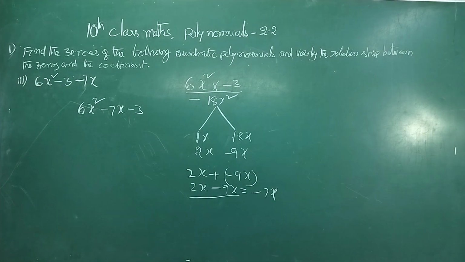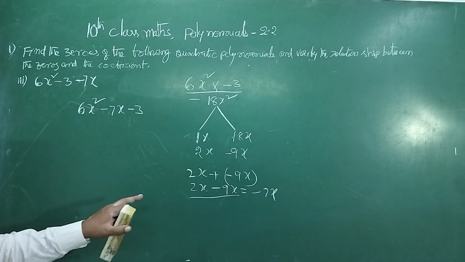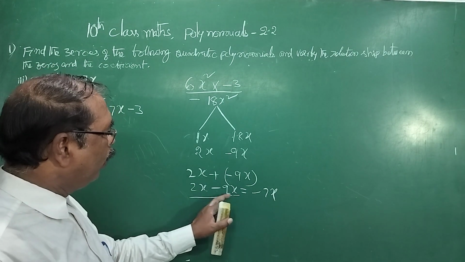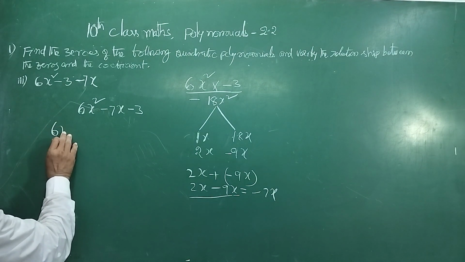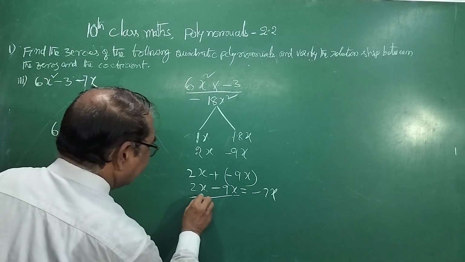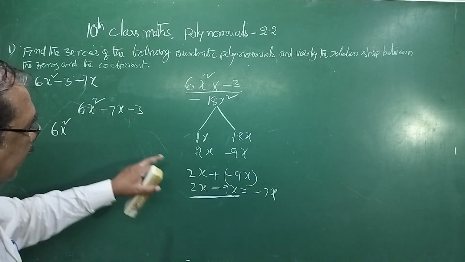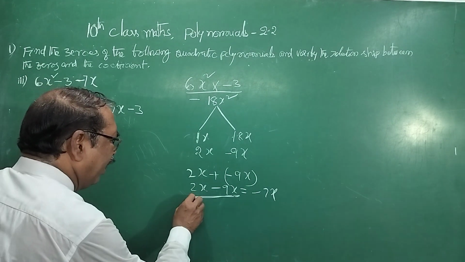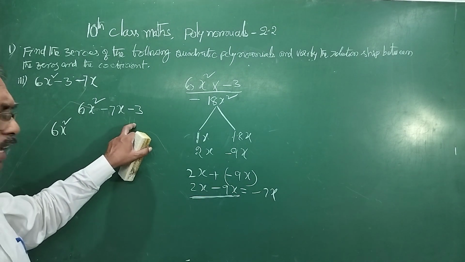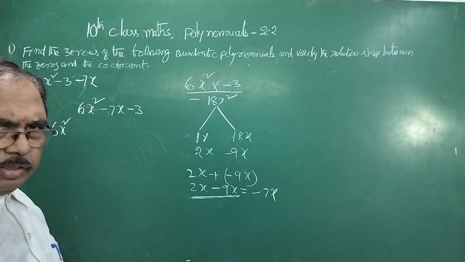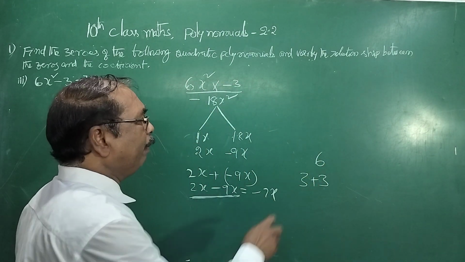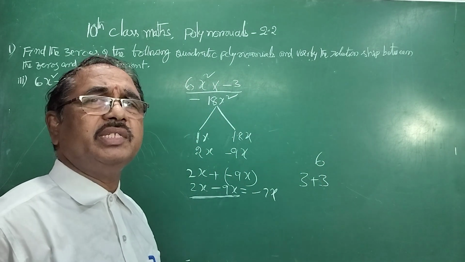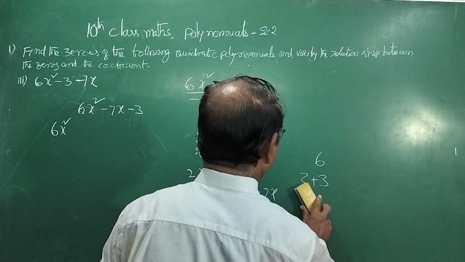Yes, these two factors are suitable for this. We split the middle term. To split the middle term, these two factors are suitable, isn't it? Let us write here 6x square, and these two in place of the middle term, because when we do it, we get the same 7x. There is no change at all. We have written 6 as 3 plus 3 in place of 6. What is the change? No change here.